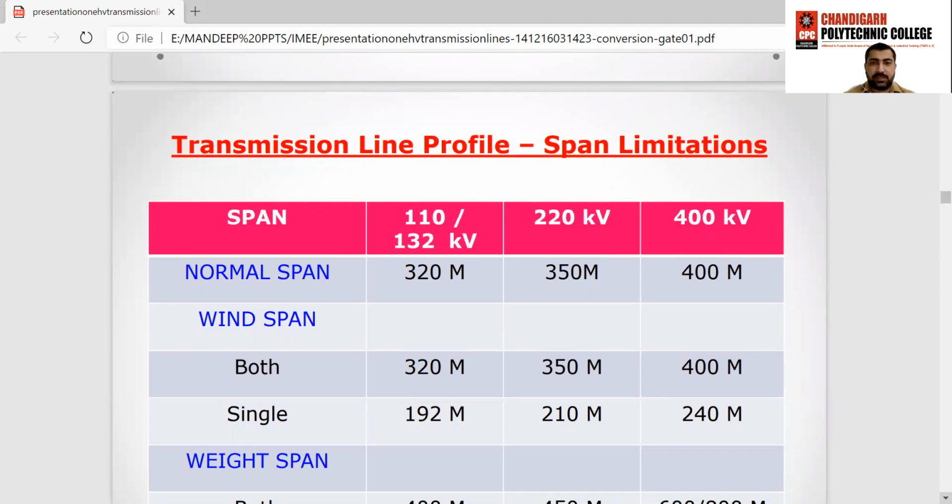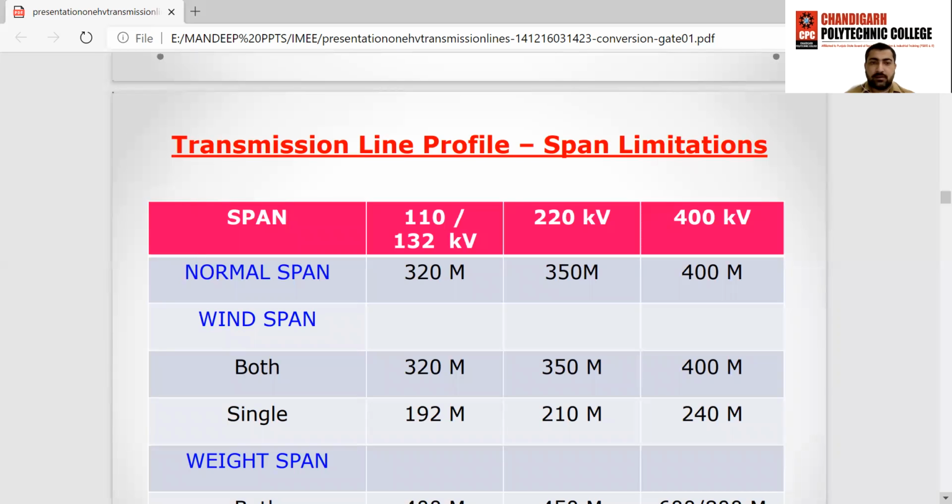And these are the limitations of span, profile span limitations. For the normal span, if we erect the line 110 kV or 132 kV, the normal span should be 132 meter length. And for 220 kV, the normal span length is 350 meter. And for 400 kV, the normal span length is 400 meter.